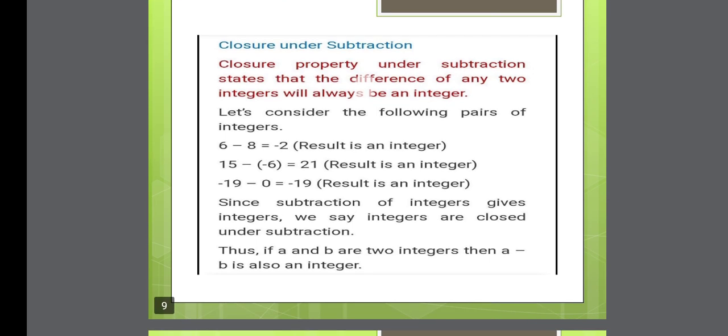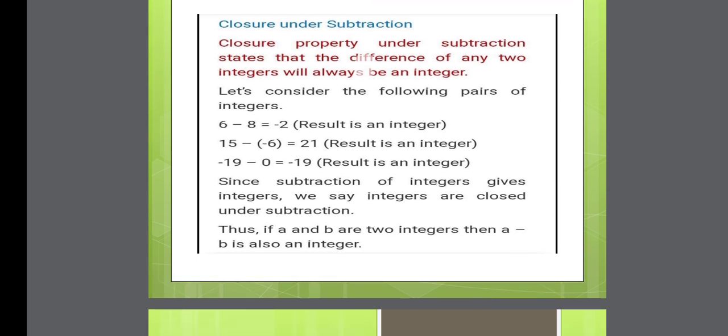So let's consider the following pairs of integers. As we have already checked, let us check once again. Since 6 and 8 are both integers, if we subtract them, we get minus 2, and the result is an integer. Same for 15 and minus 16, the result is 21, which is an integer. Same, minus 19 minus 0 is minus 19, the result is an integer.